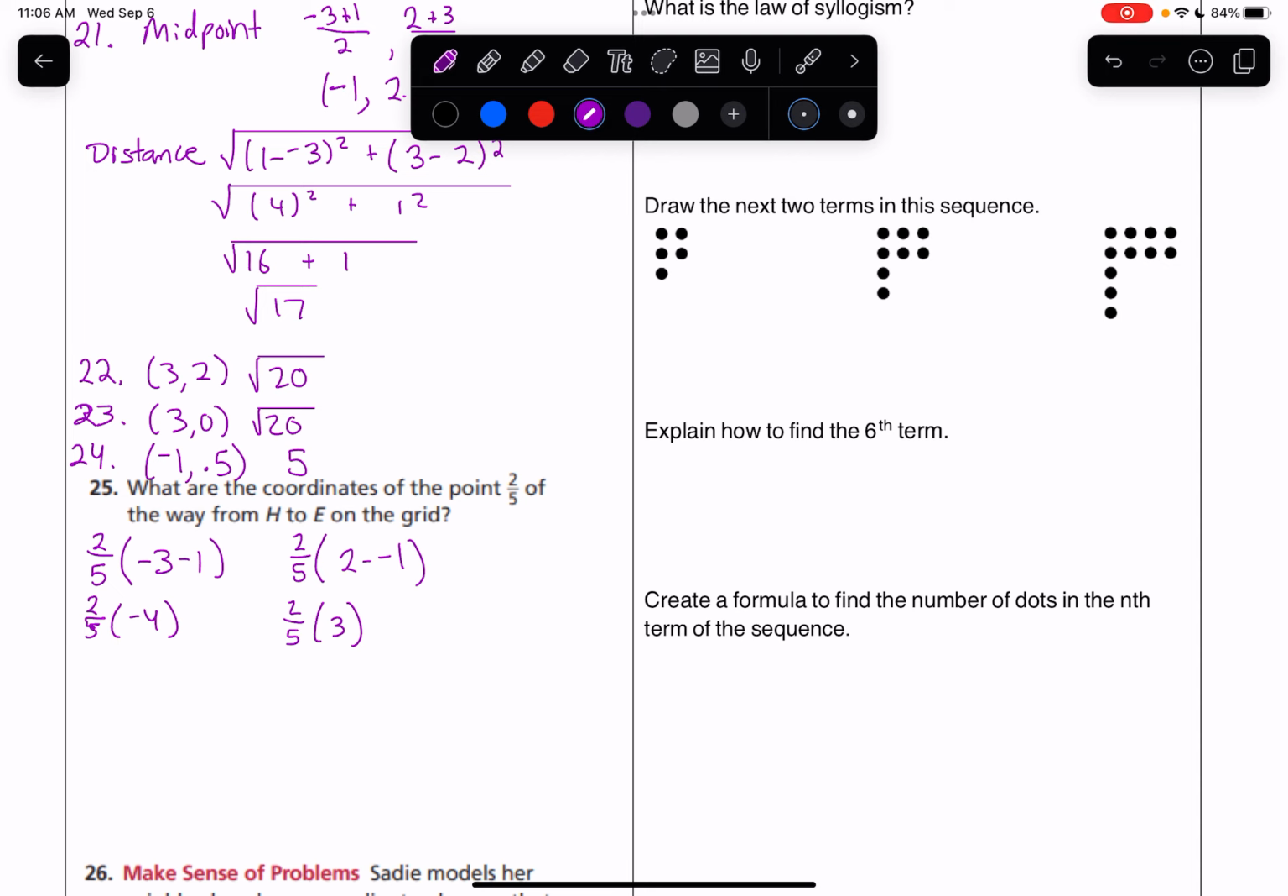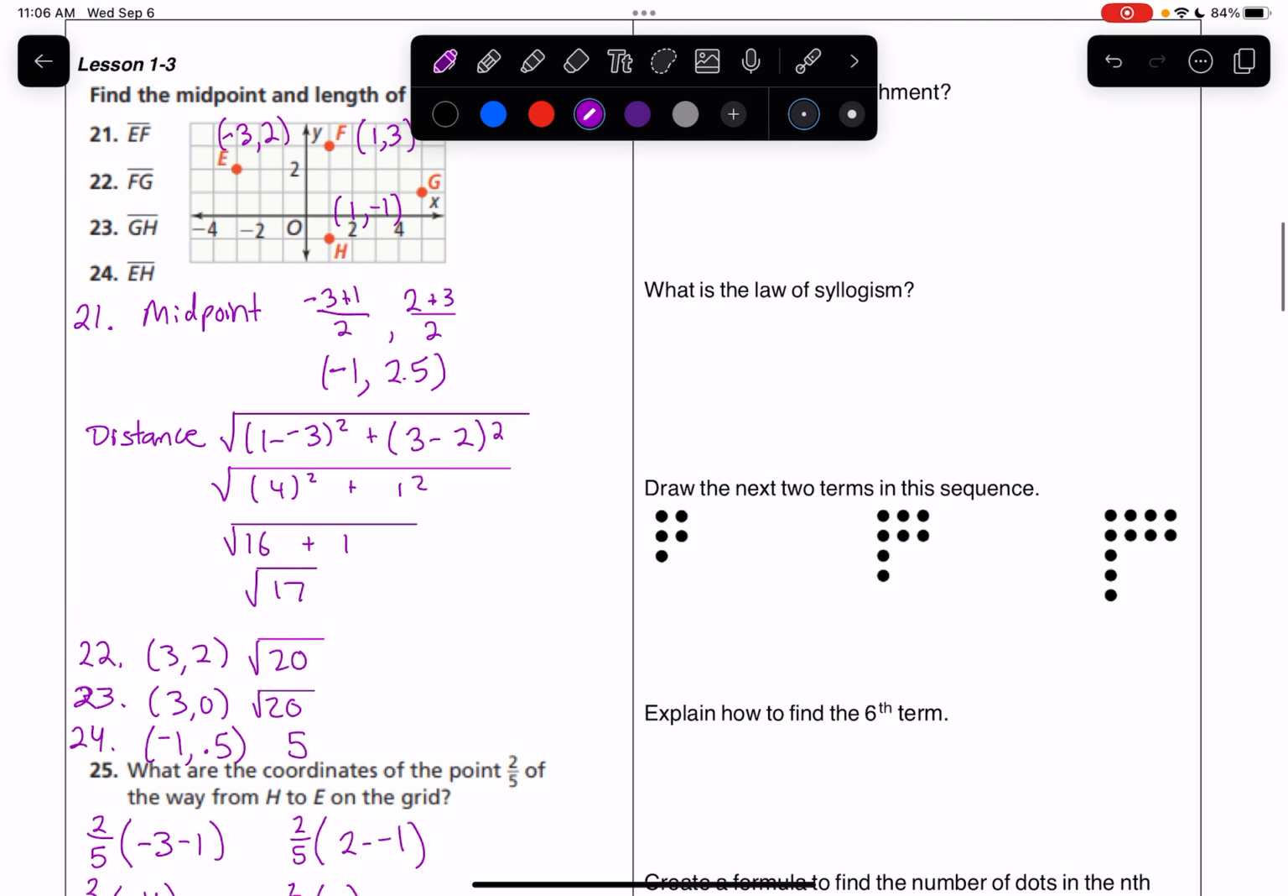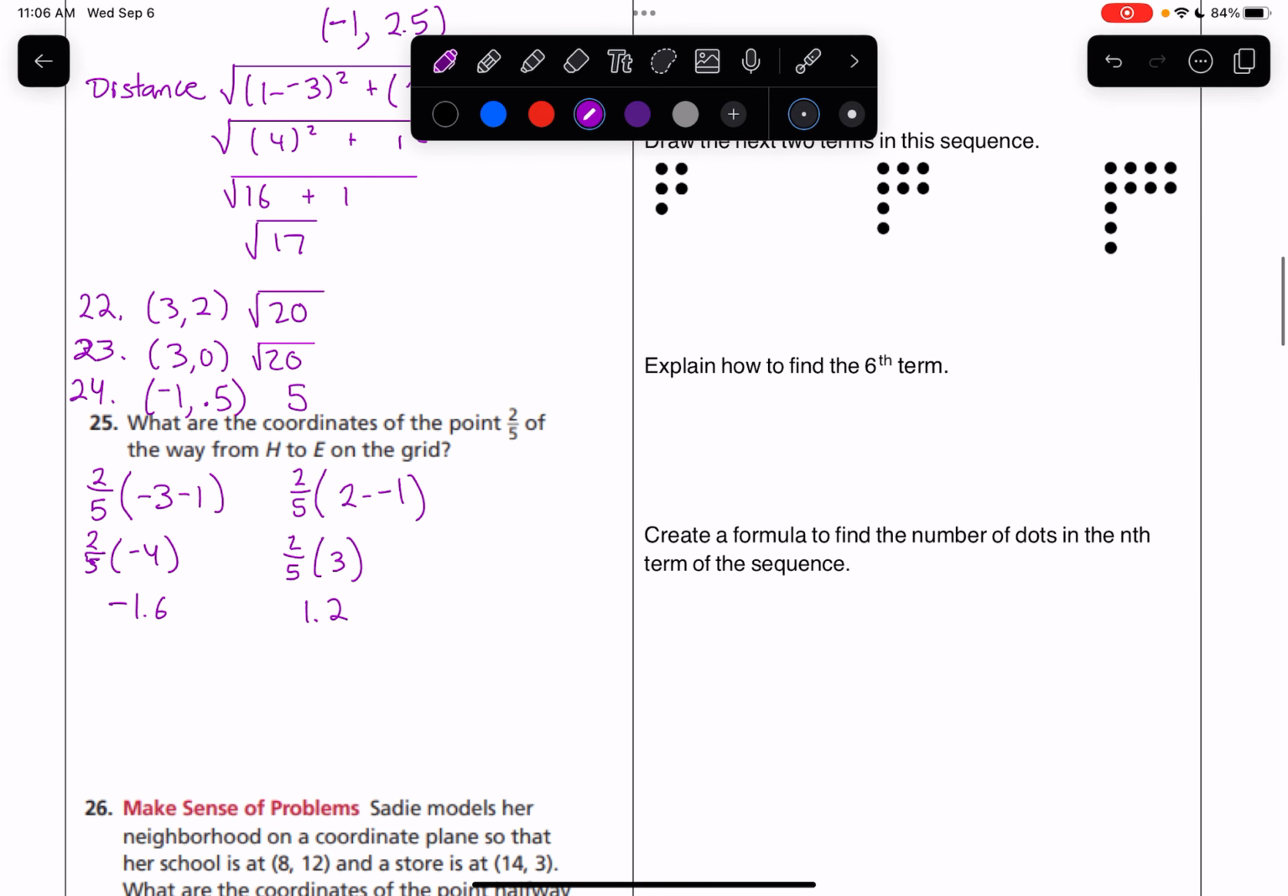So 2/5 of -4 is going to be -1.6 on the x's. 2/5 of 3 is going to be 1.2. So we'll take our original coordinates of H, which are at 1, -1, and we'll say, all right, I've got 1 minus 1.6, and I have -1 plus 1.2. We end up with -0.6 and +0.2 as the coordinate point we need.